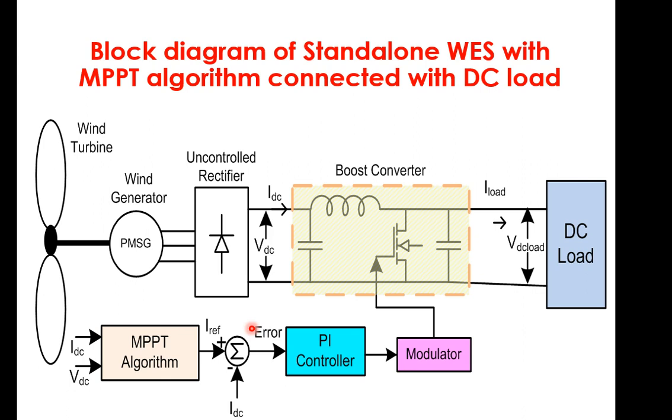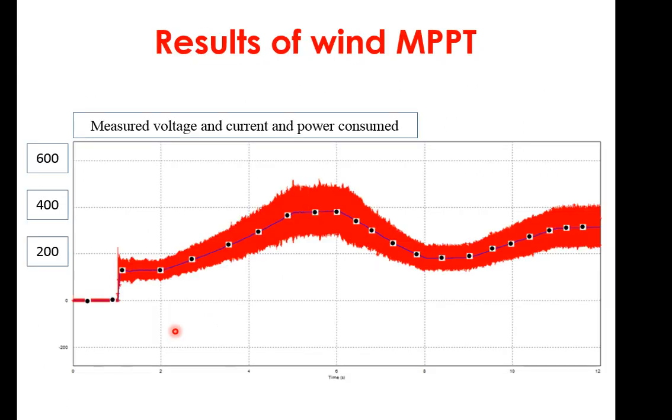Similarly, this is for the wind system, and this is where the MPPT is lying over here. So in the case of results of wind MPPT, this is the measured voltage and current, and the red line is the power consumed. See, the line of the power consumed has tracked the main curve.